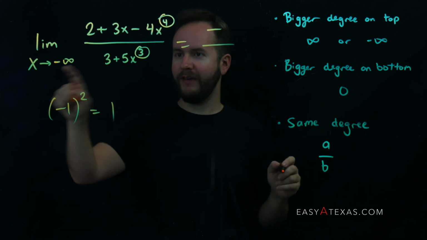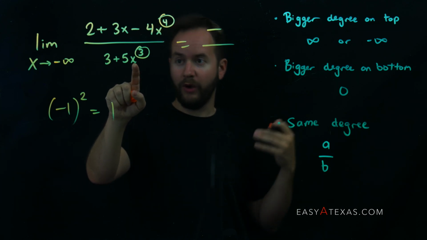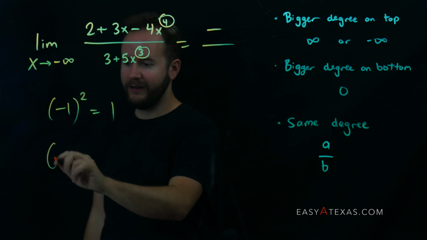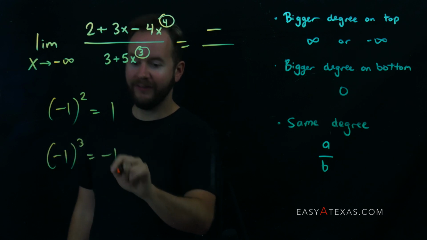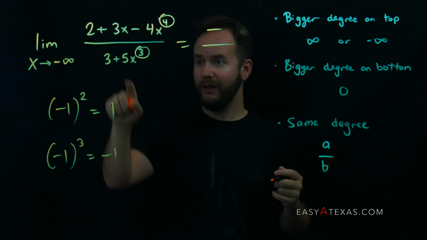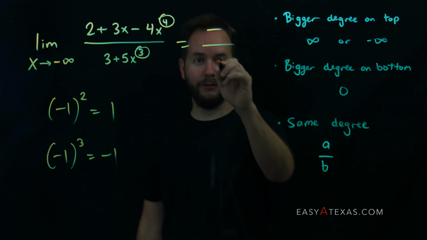On the bottom, we have negative infinity going in for x, or a really big negative number going in for x. When a really big negative number goes in for x and you cube it, that negative sticks around. So if I say negative 1 cubed, the negative does not go away. So a negative number raised to the 3rd power stays negative, and there's a plus 5 multiplied by that out in front. So plus 5 times a negative number gives me another negative number.